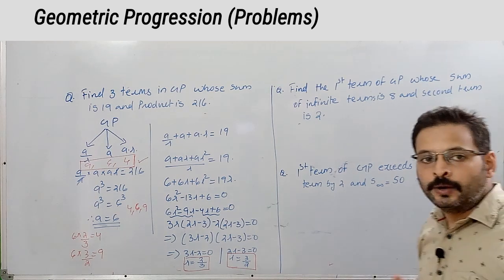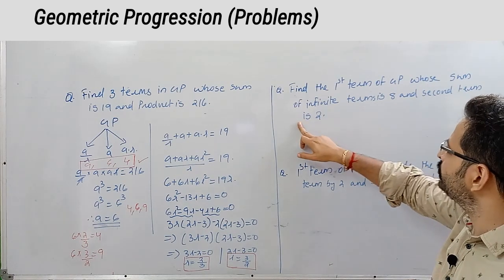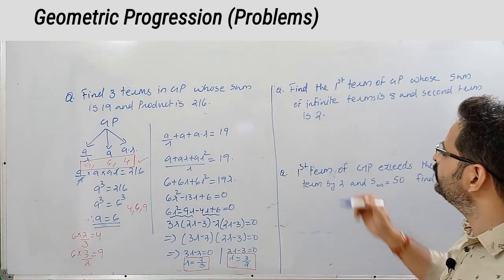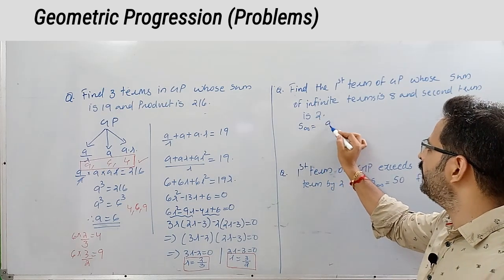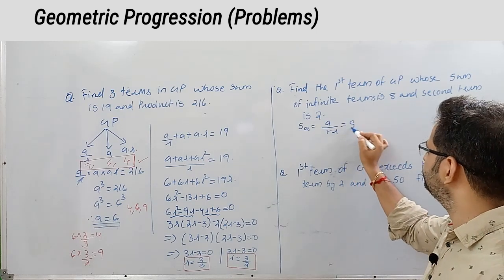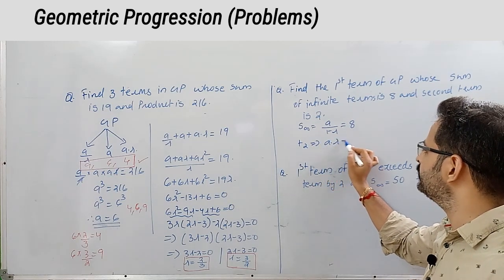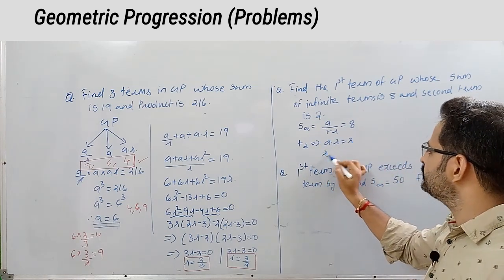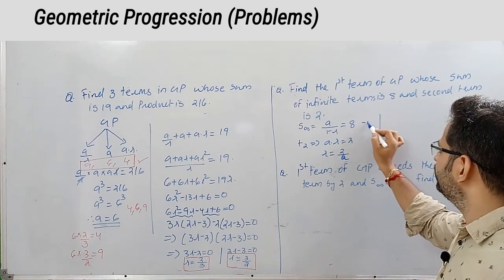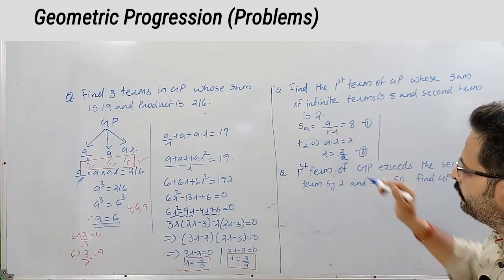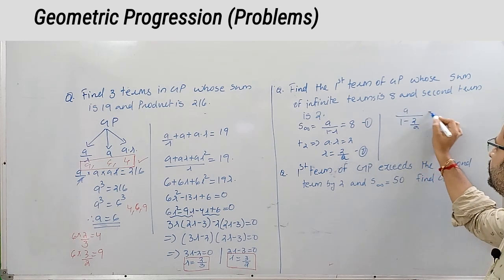Okay. Now the next question, find the first term of GP whose sum of infinite terms is 8 and the second term is 2. Sum of infinite terms can be written as S infinity. For finding sum of infinite terms of GP, a divided by 1 minus r equal to 8. Then second term is 2, that means T2 equal to a into r is equal to 2. That means r is equal to 2 divided by a. Equation 1, substituting the value of r in equation 1, we get a divided by 1 minus 2 by a is equal to 8.